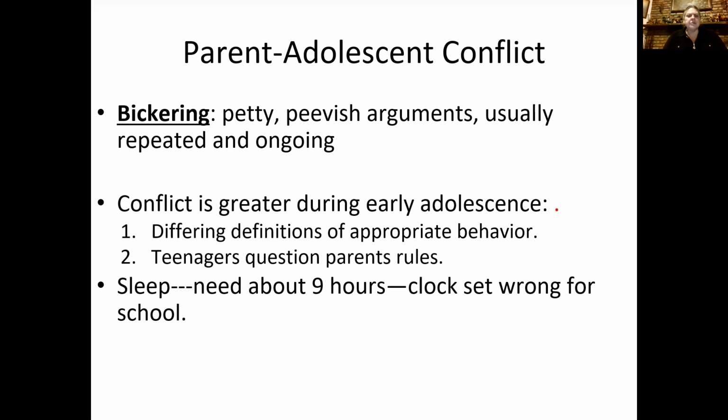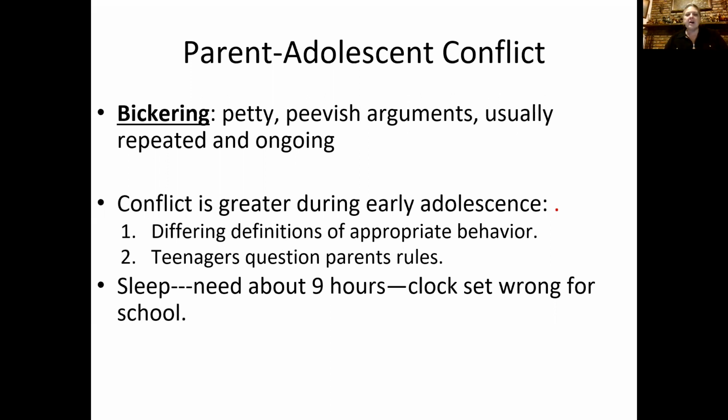And part of this is due to differing definitions of what is appropriate behavior for someone of that age, and that teenagers are at a point where they are questioning their parents' rules. They are starting to develop their own ideas about the world and question how their parents view the world.